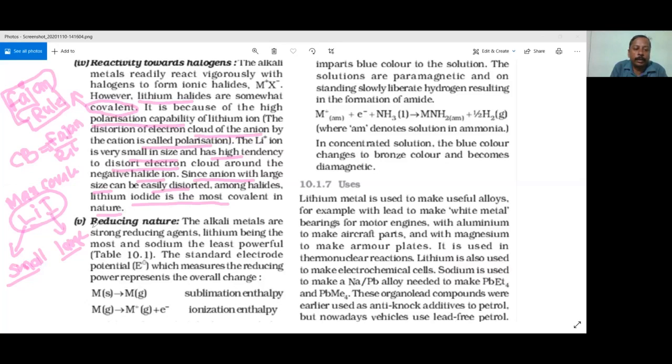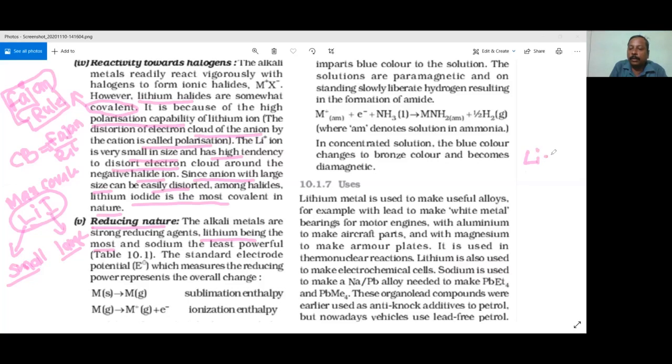Next, reducing nature. Reducing nature means undergoing oxidation of the self. Itself will undergo oxidation and it will reduce the others. So alkali metals are strong reducing agents, lithium being the most powerful reducing agent. See how many things are most here in lithium.